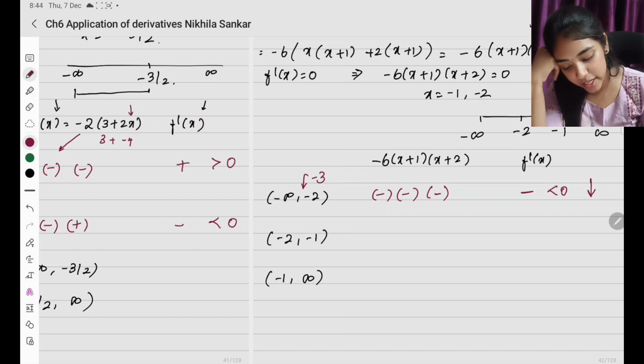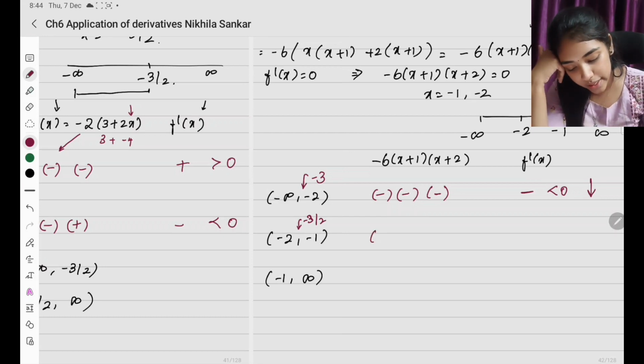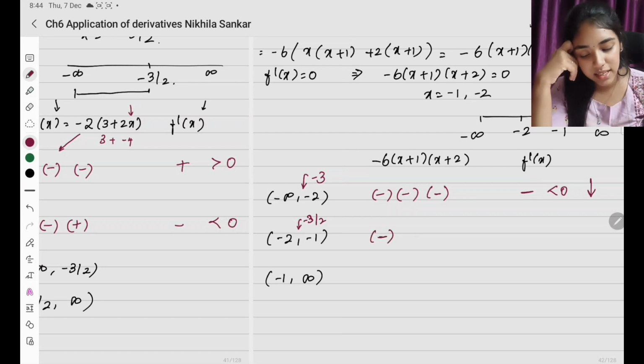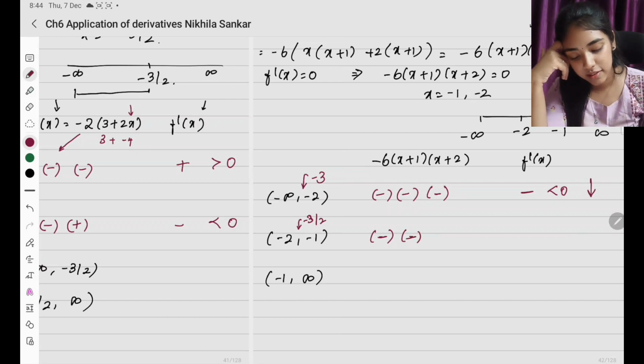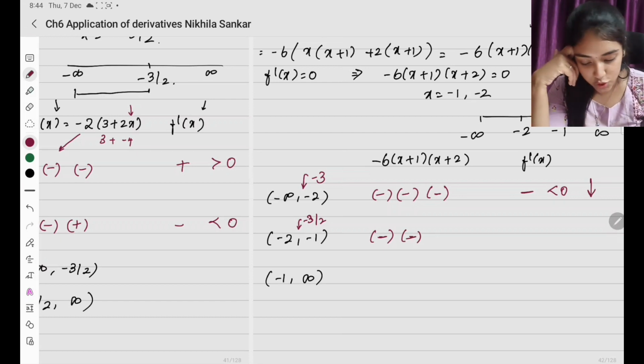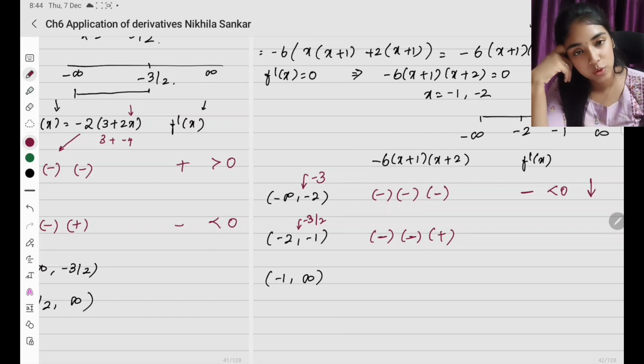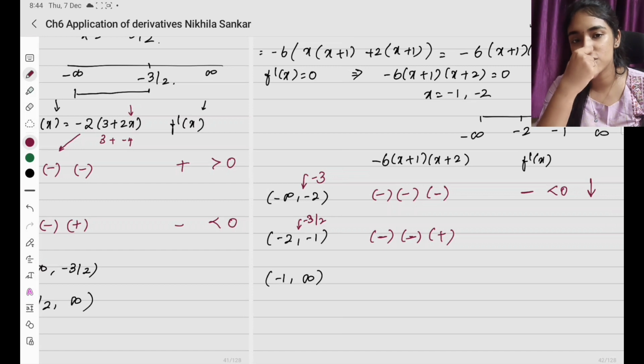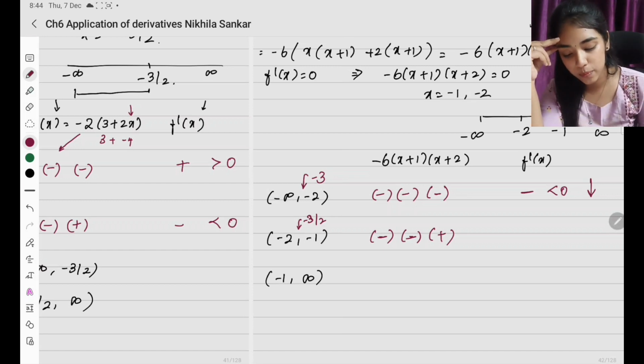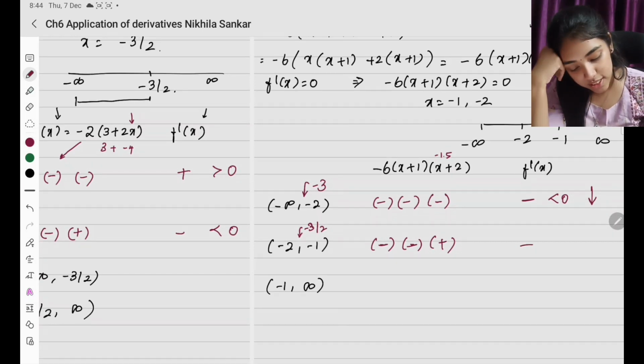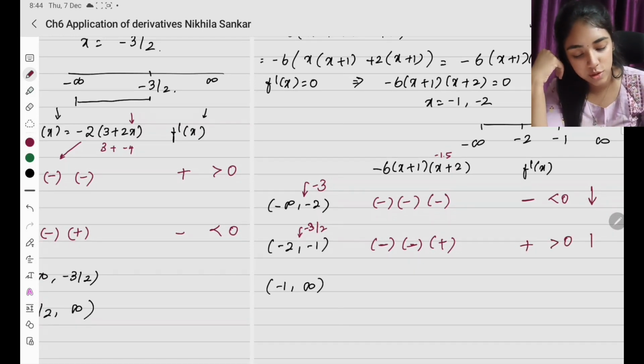But minus 2 to minus 1. So I can substitute the value minus 3 by 2. So what do I have? This becomes a minus. Minus 3 by 2 plus 1 is going to be a negative value. Minus 3 by 2 plus 2 is going to be a positive value. Okay, please calculate. Minus 3 by 2 is minus 1.5 plus 1, which is minus 0.5. Minus 1.5 plus 2 is going to give me plus 0.5. So this is going to be a positive value, which means greater than 0, which means the function is increasing.